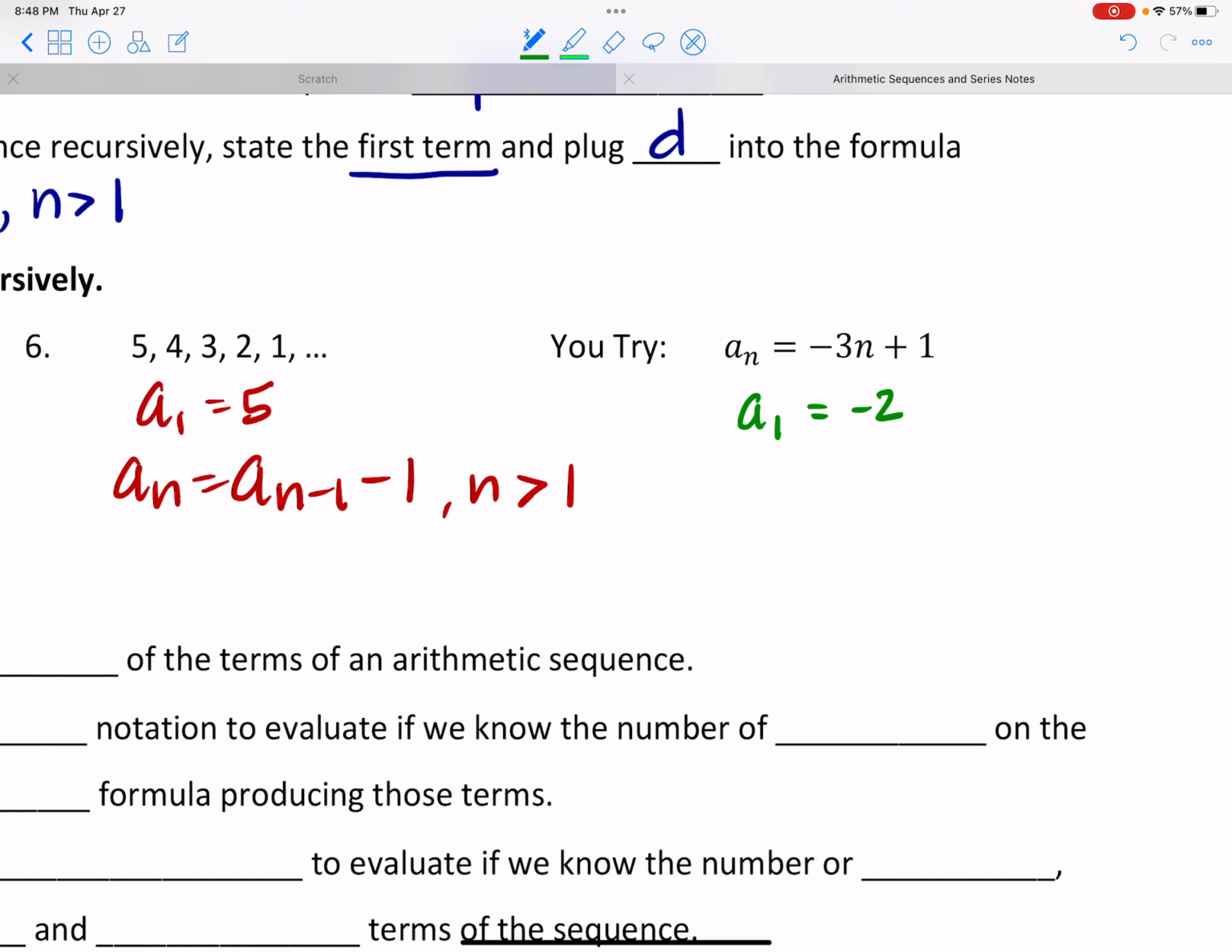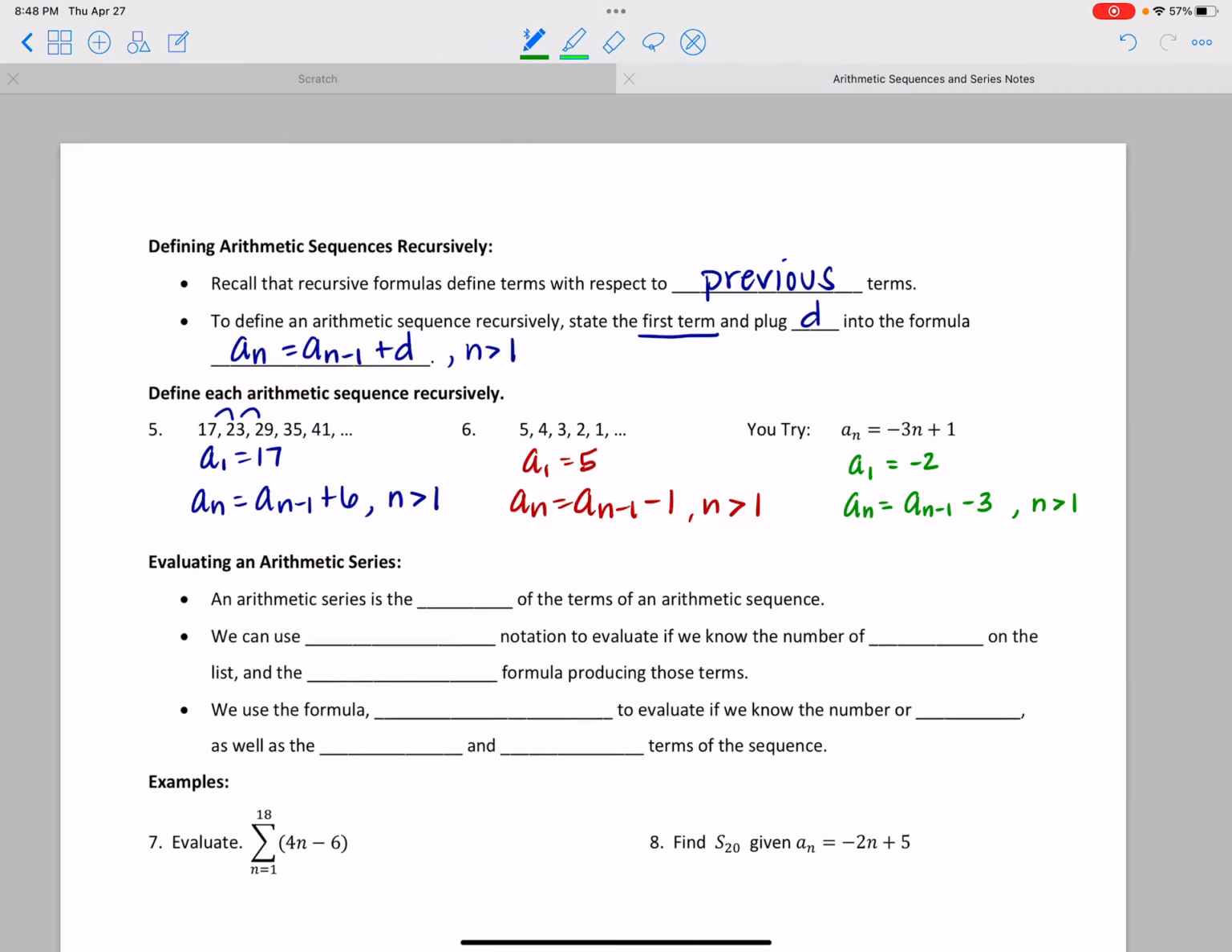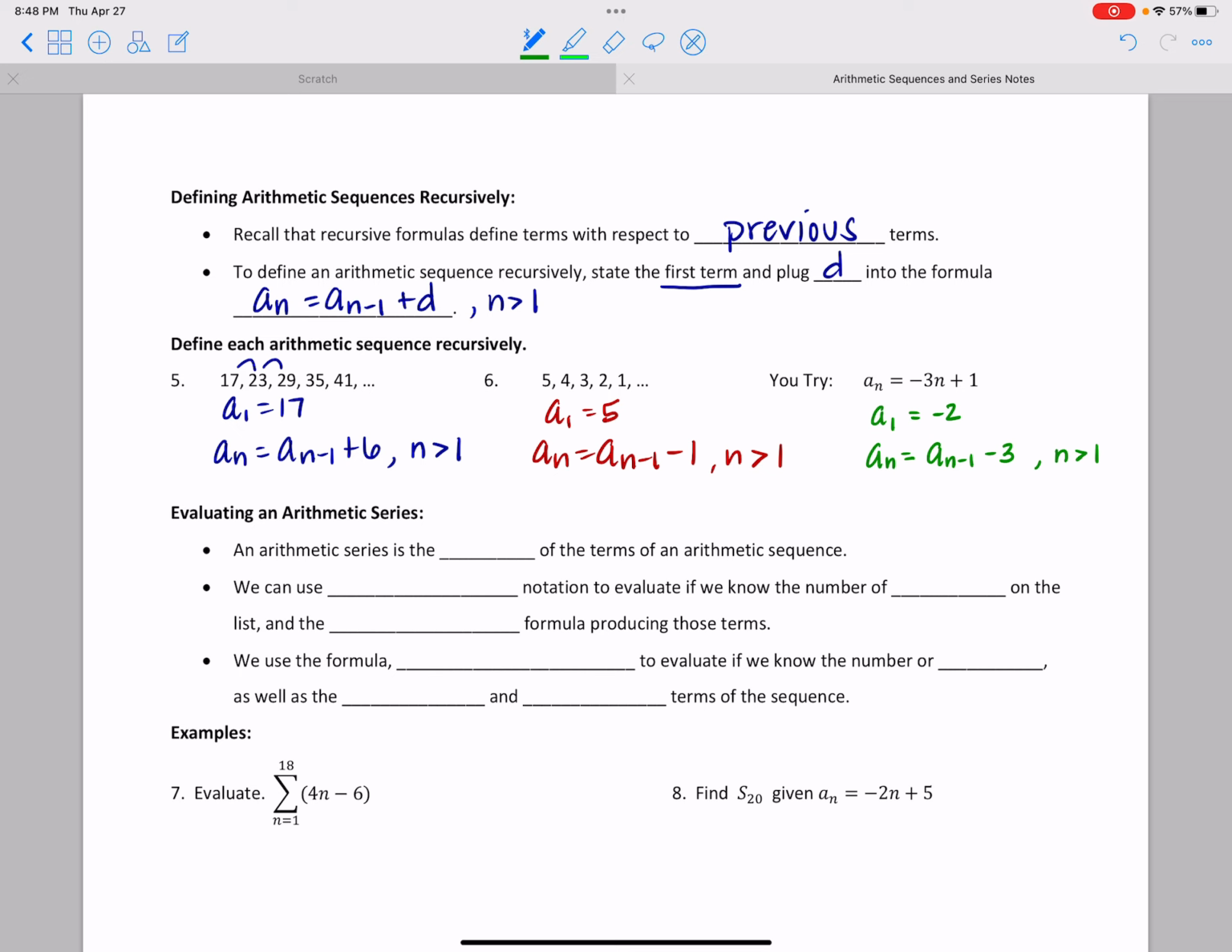And then any other term on this list is going to be the previous term plus my common difference, which is the slope here, right? It's the rate of change between my points. So I know I'm going to be subtracting 3 each time I move along this list. And that is, again, for n greater than 1. All right? So we could write explicit formulas, use them to find terms. We can write recursive formulas, again, use them to find terms if we needed to.